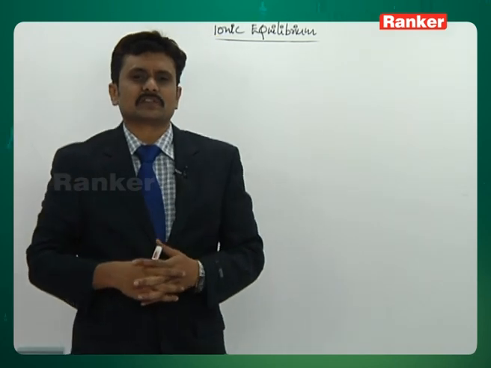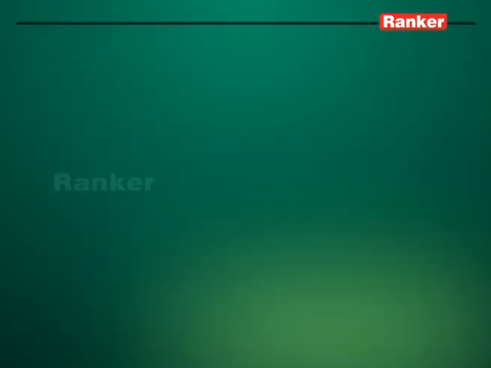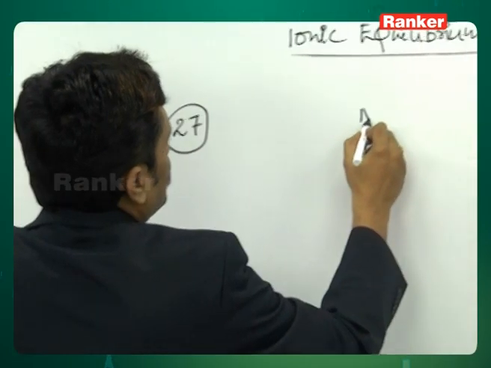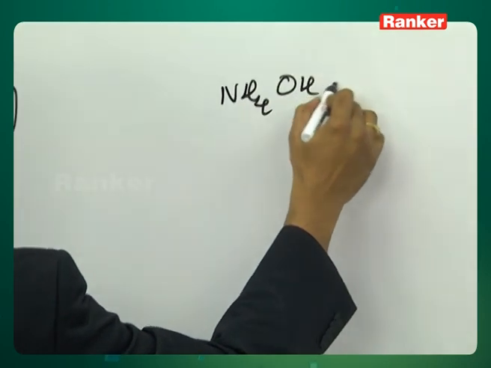Now, what is the dissociation constant of ammonium hydroxide at a given temperature if its 0.1 normal solution has pH equal to 11.27? The ionic product of water in this case is not 1 into 10 to the power minus 14, it is rather 7 into 10 to the power minus 15. So in this case, you consider the dissociation of ammonium hydroxide.